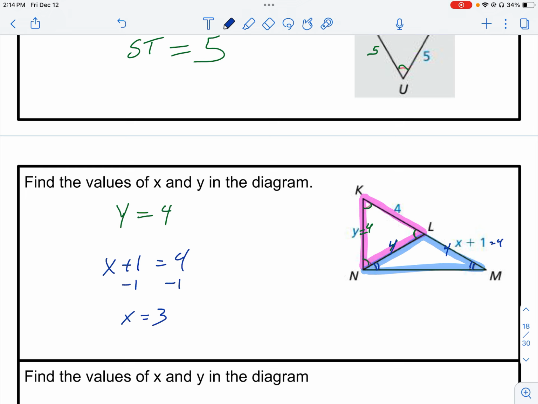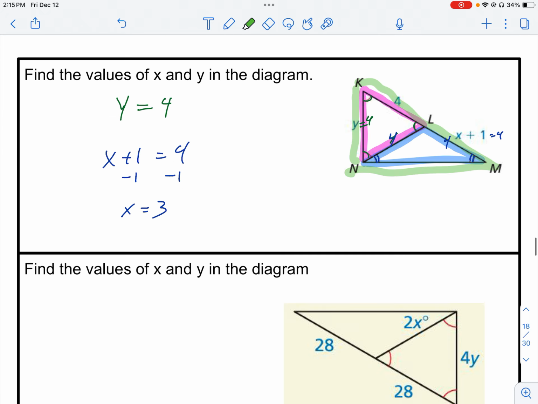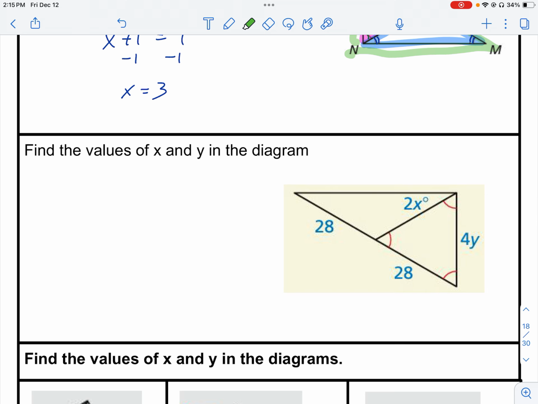Mix and match. Use the individual triangles together or apart, as works best for the work you're doing. Because we also have this big triangle here that we don't need to use in this instance, but we could if it benefited us. So let's go through the process again. Find the values of x and y.